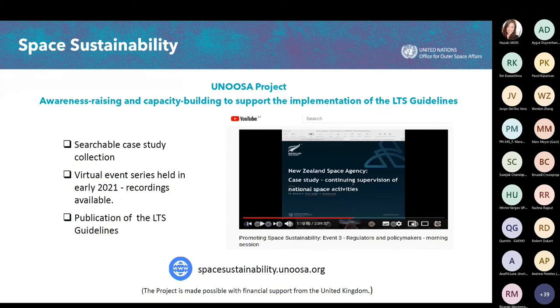spacesustainability.unoosa.org. The project also held a series of virtual events earlier in 2021, the recordings of which are available on the same website. And the presentations that you'll find there weren't only by space agencies. They were also by members of industry and the private sector, which I think demonstrates the increasing buy-in we're seeing from all sorts of stakeholders on the importance of space sustainability.